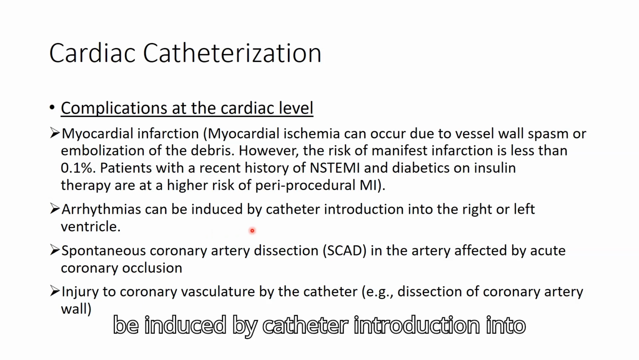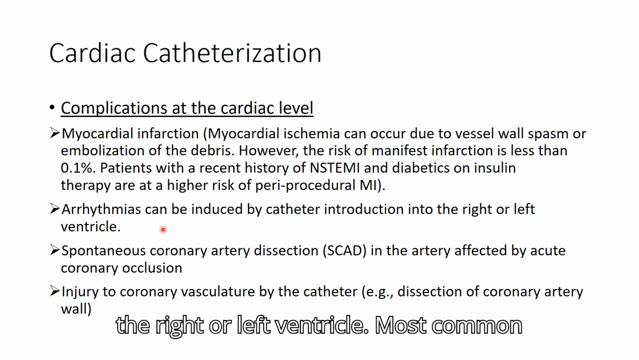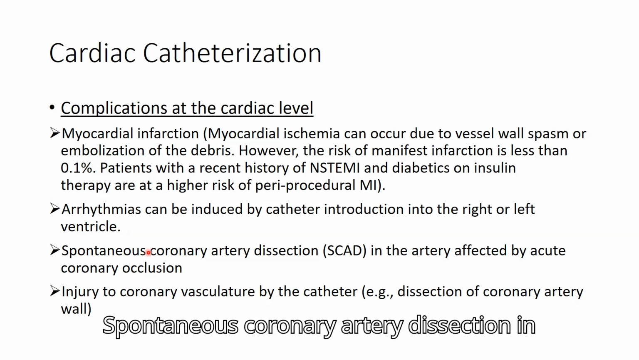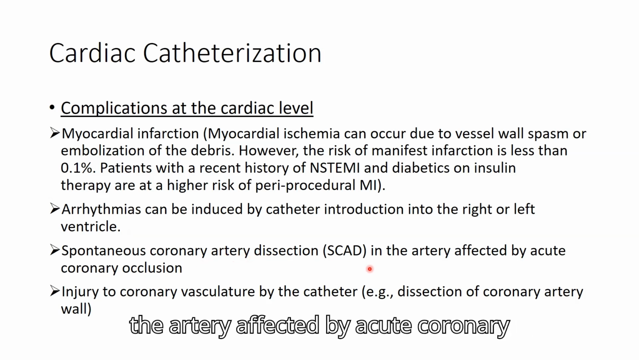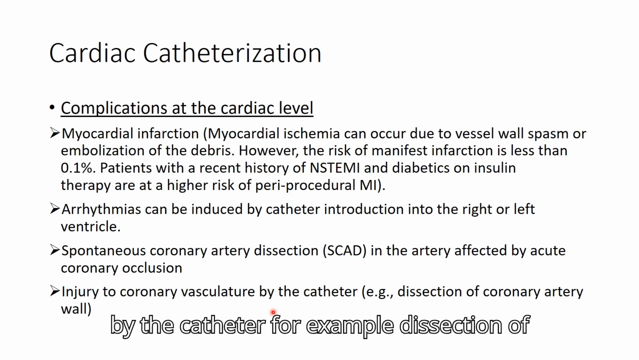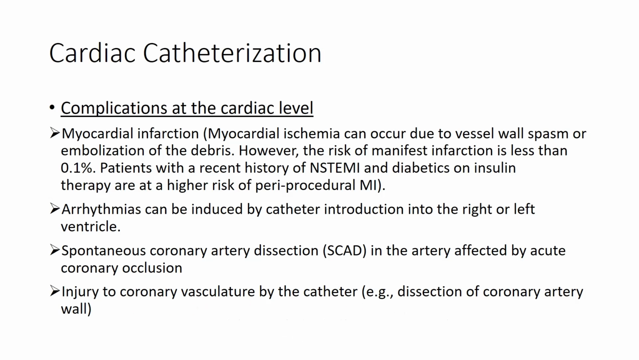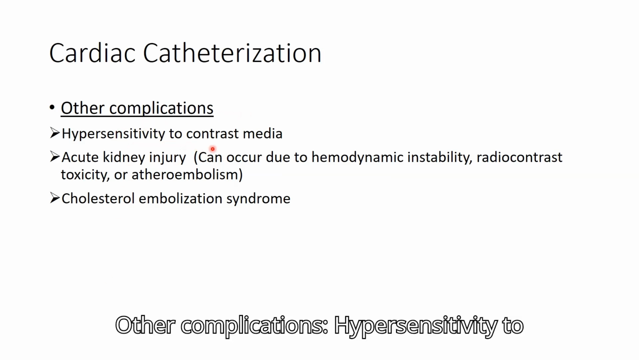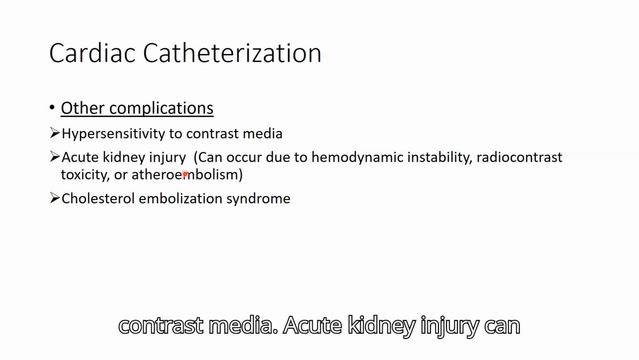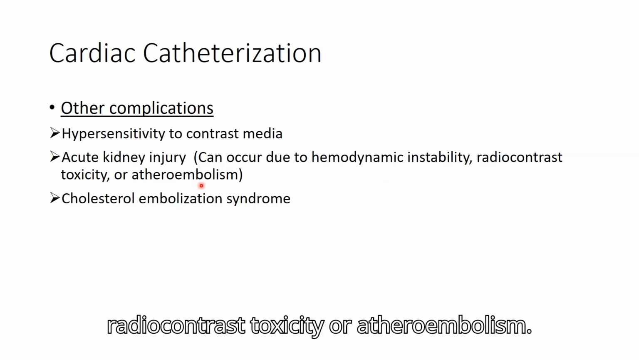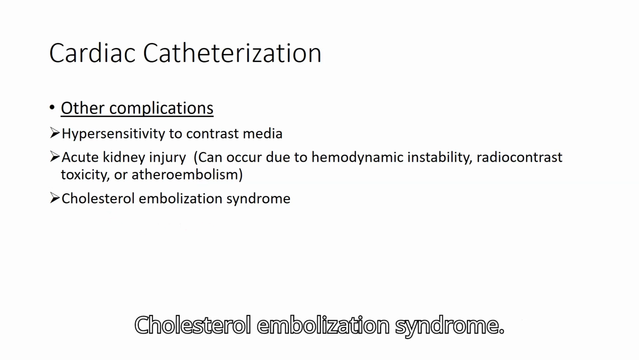Arrhythmias can be induced by catheter introduction into the right or left ventricle. Most common are ventricular premature beats. Spontaneous coronary artery dissection in the artery affected by acute coronary occlusion. Injury to coronary vasculature by the catheter, for example dissection of the coronary artery wall. Other complications: hypersensitivity to contrast media. Acute kidney injury can occur due to hemodynamic instability, radiocontrast toxicity, or atheroembolism. Cholesterol embolization syndrome.